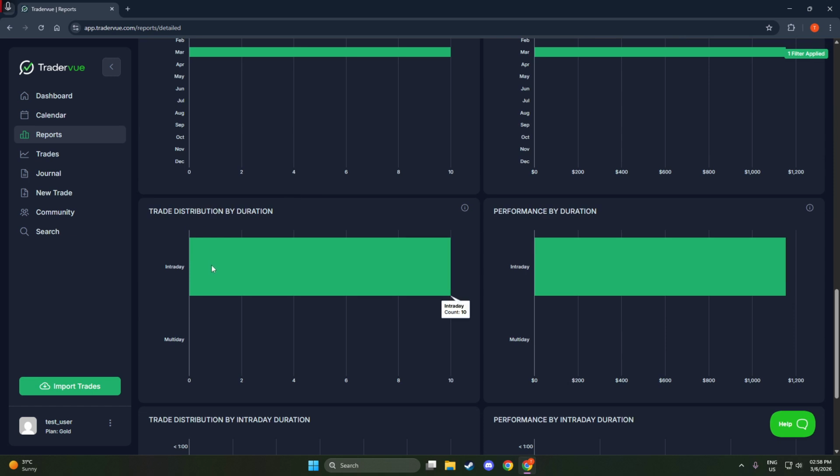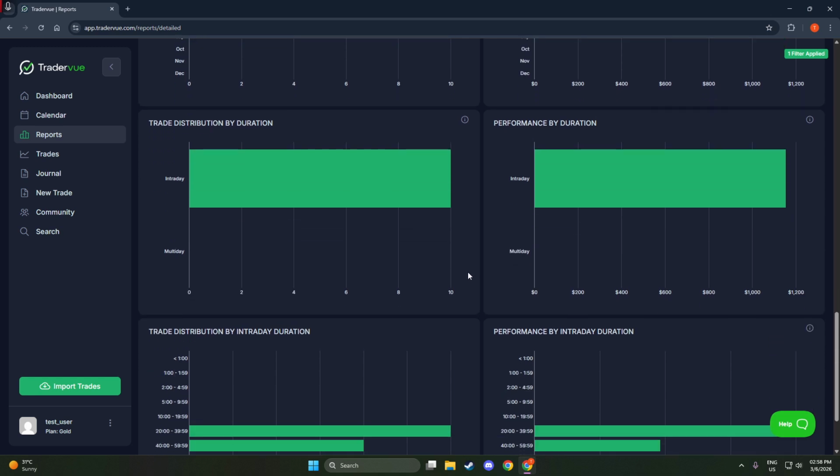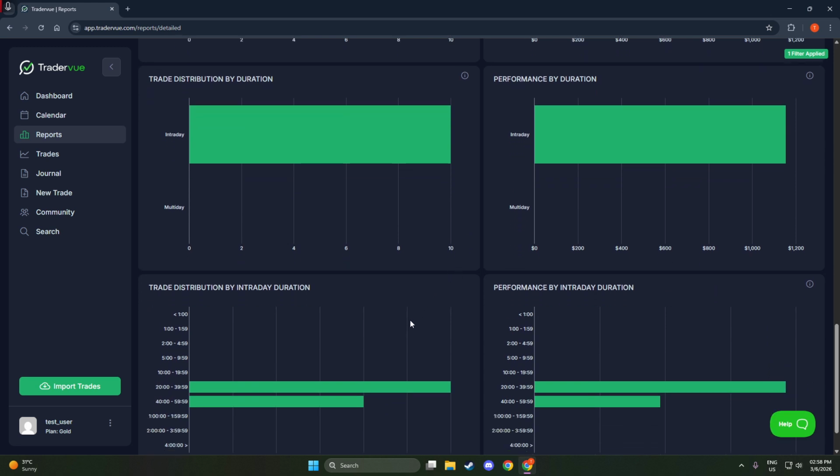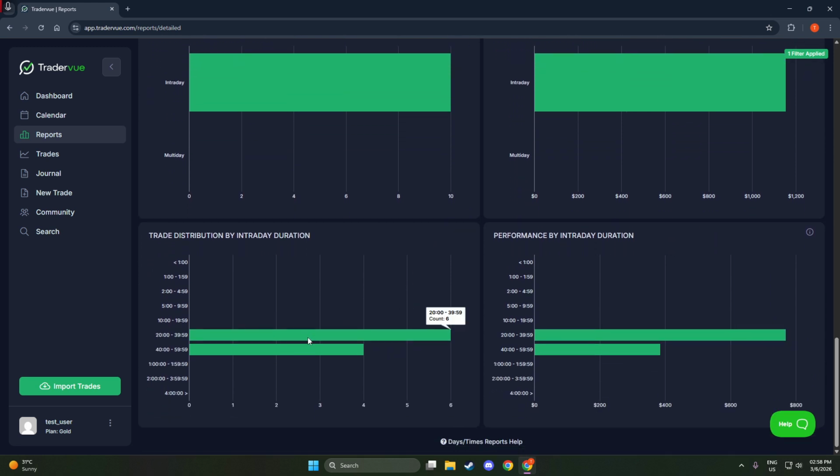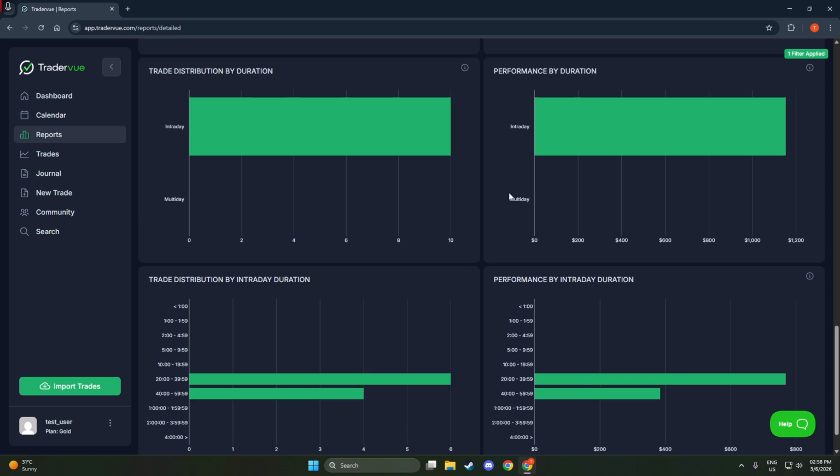Trade distribution by duration shows how many of your trades fall into buckets, such as intraday versus multi-day, or trades held longer than a day. In simple terms, it tells you your mix. Are you mostly closing positions the same day, or do you tend to hold overnight or beyond? Use this to understand your natural holding tendencies.